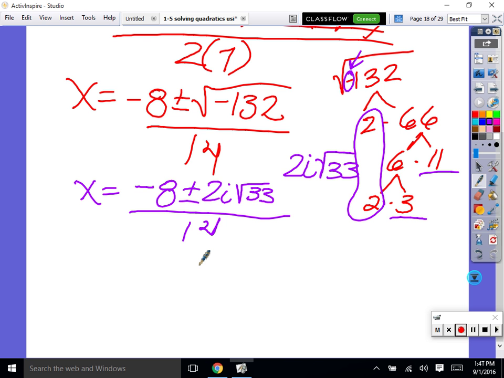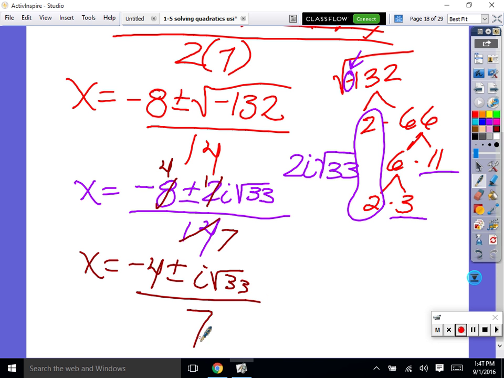I'm going to say it again. Only if all three things divide by something in common can you actually do it. They all do. Divide by 2, so that becomes a 1. A 7 and a 4. So x is equal to negative 4 plus or minus i square root of 33 all over 7. Now guess what? If you looked at the quadratic on a graph, it would be never crossing the x-axis because we have two imaginary solutions. So these are exact answers.